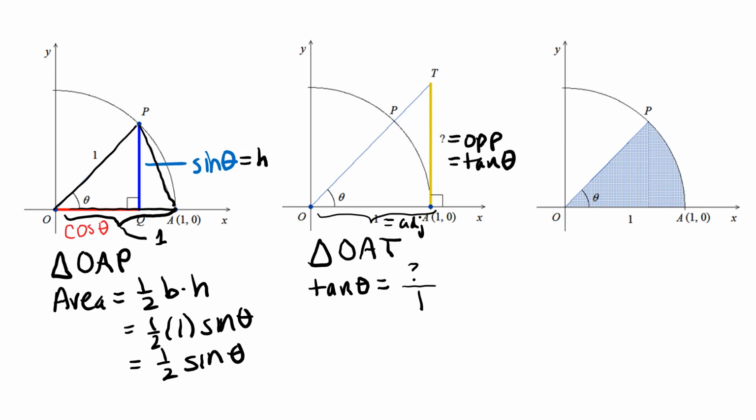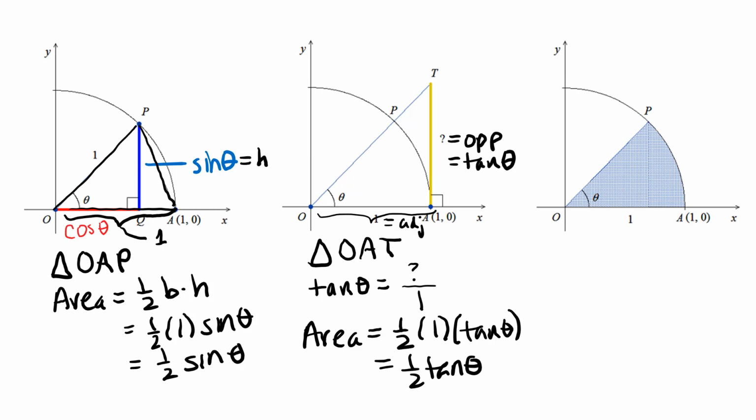All right, so the area of this triangle is 1/2. The base is 1 across the bottom. That's the adjacent side. And then the height of this triangle, OAT, is that gold side, and so that's tangent theta. So 1/2 tangent theta.